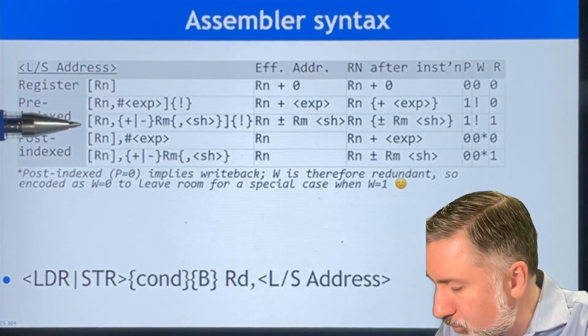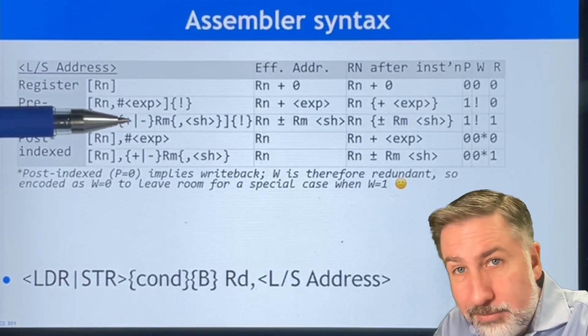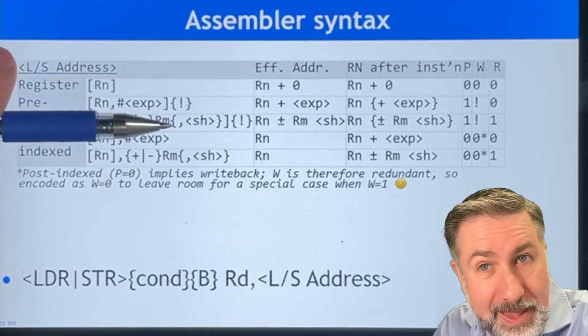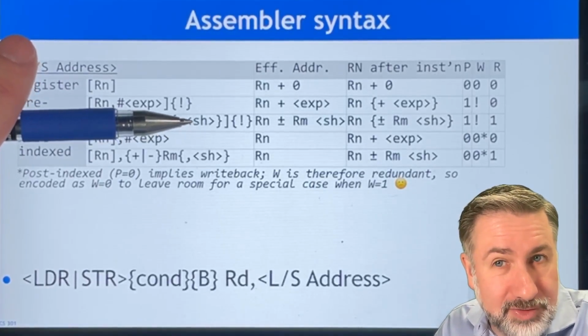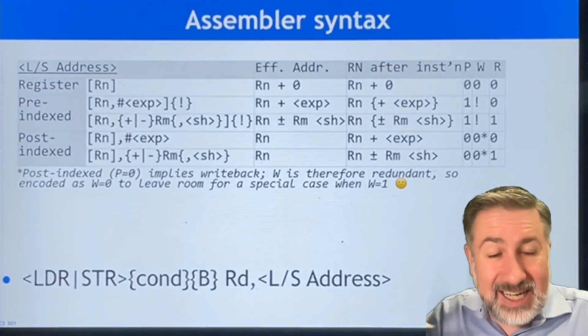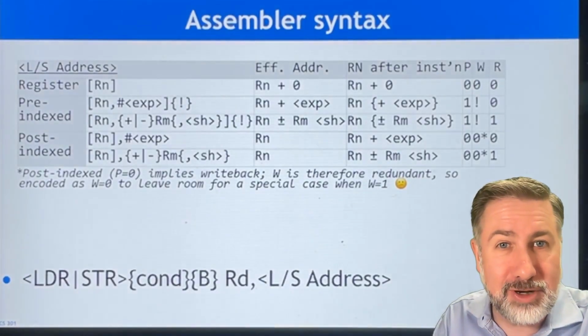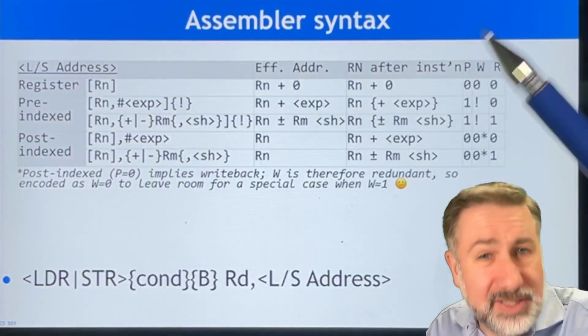So here's an example. Register, that's our pointer, plus or minus, that's the up-down flag, some other register, and then optionally shifted by some shift amount. And all that's inside those square brackets, which means all of that is the effective address. We'll get to the exclamation mark in a second.